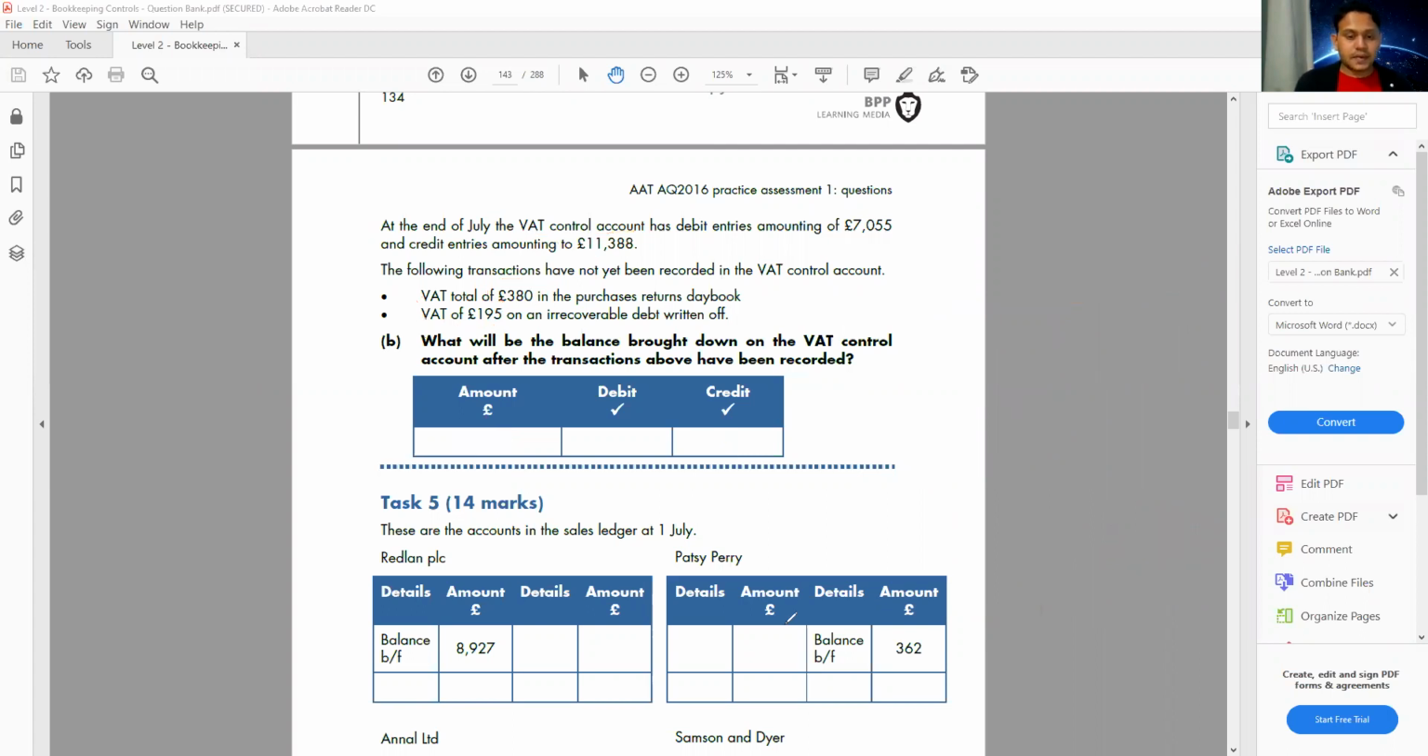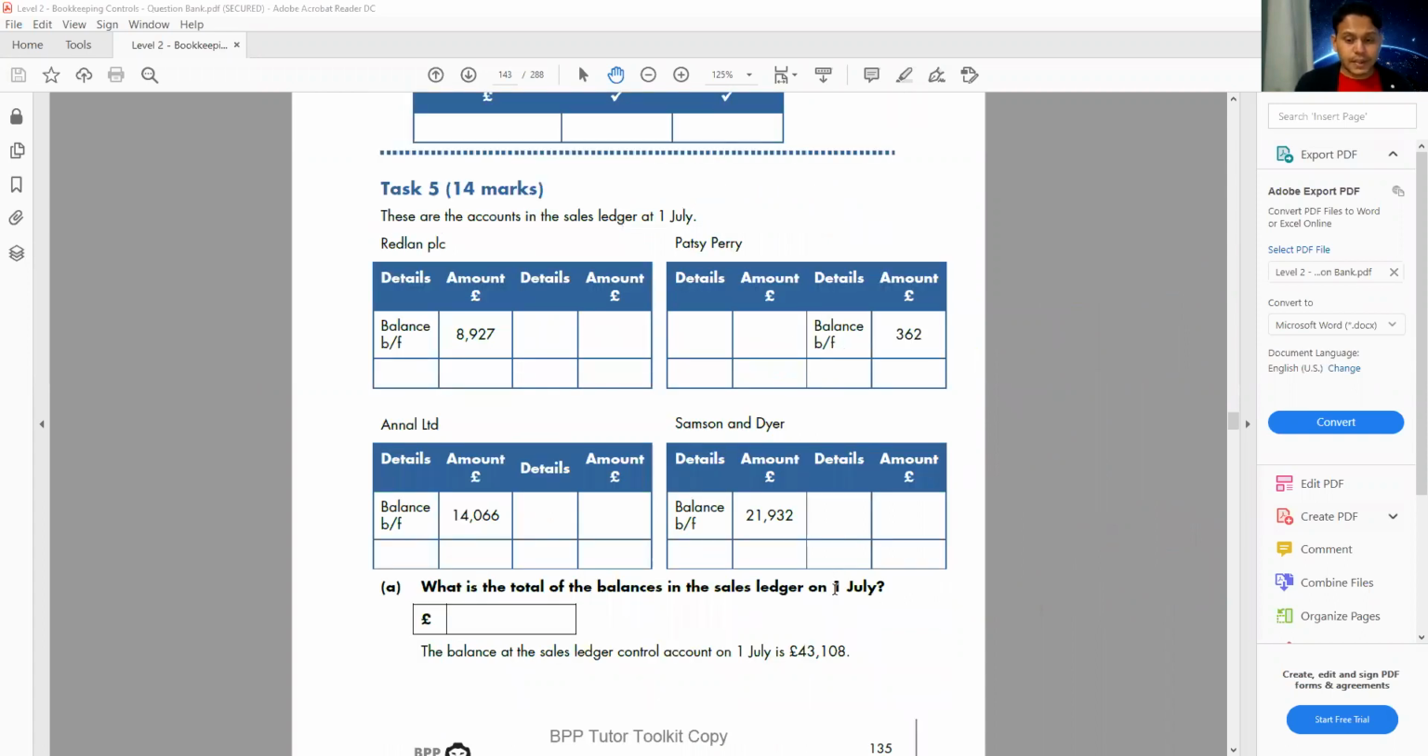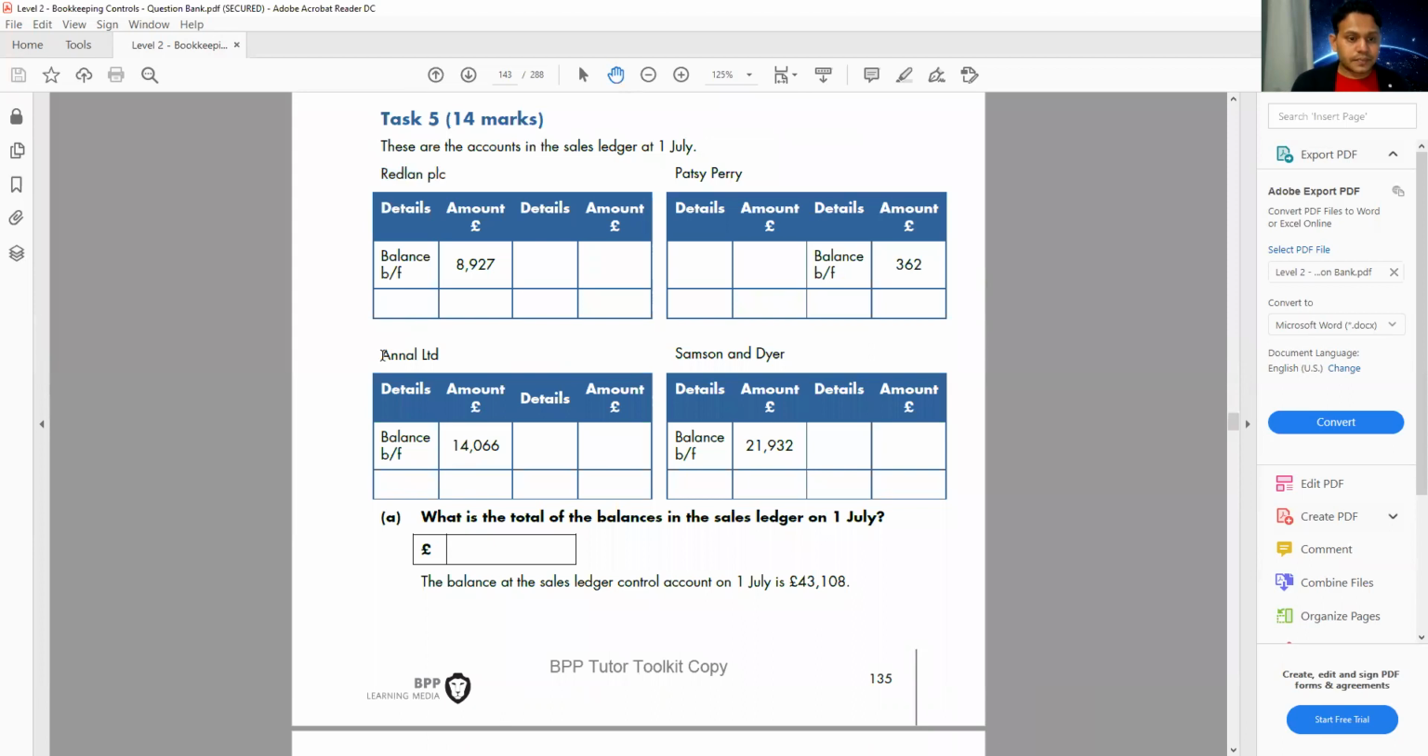That's number 5. I think all of you know this question. They said, these are the accounts in the sales ledger. Sales ledger means it is for one customer each. We have a customer Redland, we have a customer Pastry, we have a customer Anol, we have a customer Samson and Dyer.